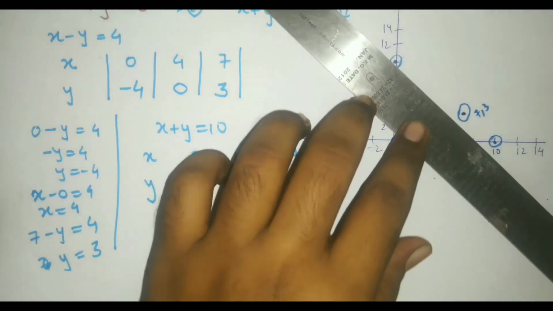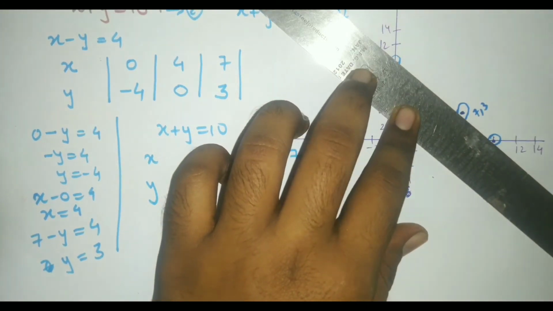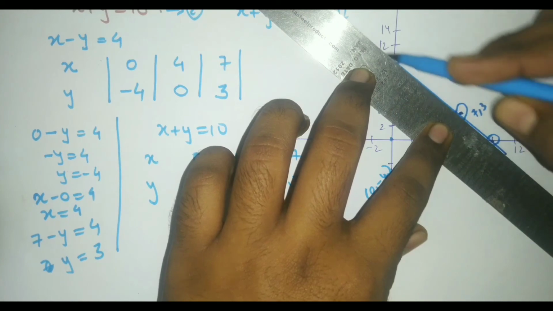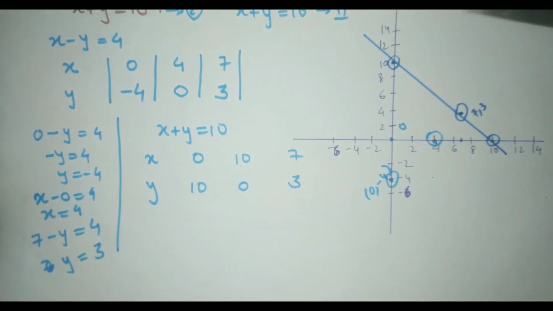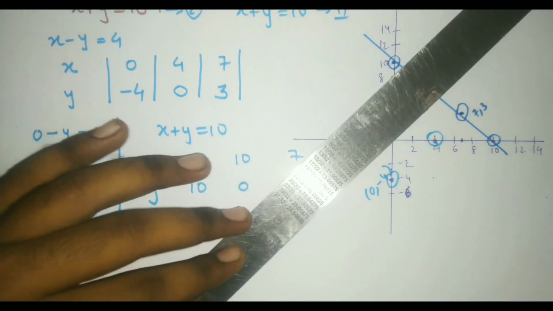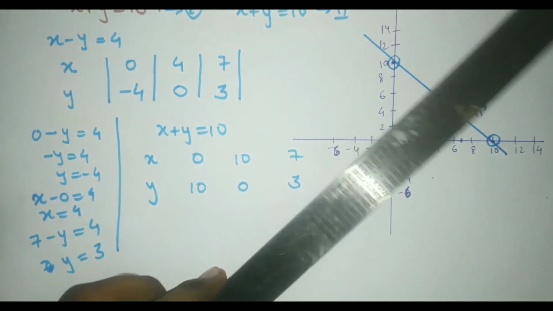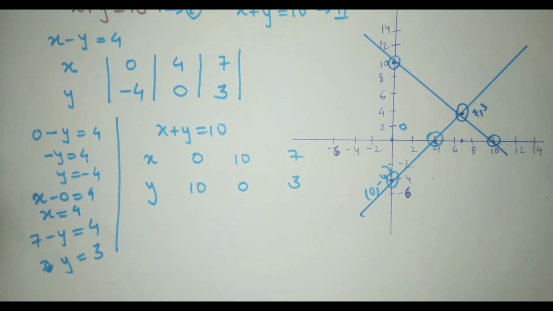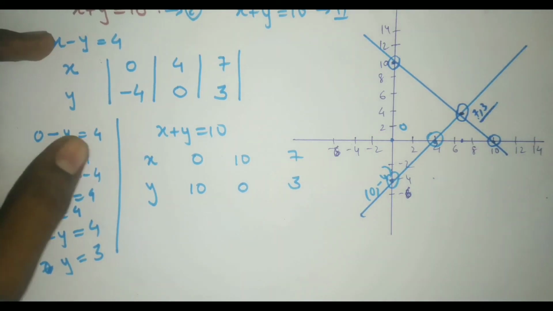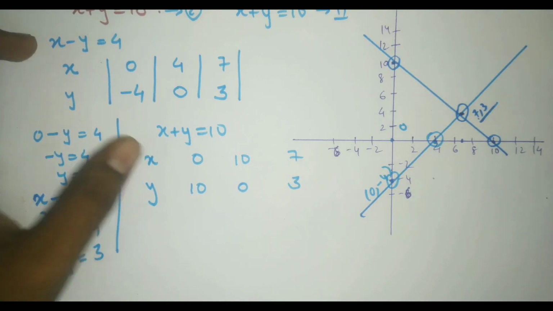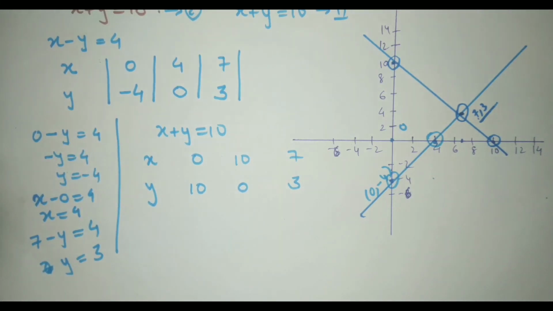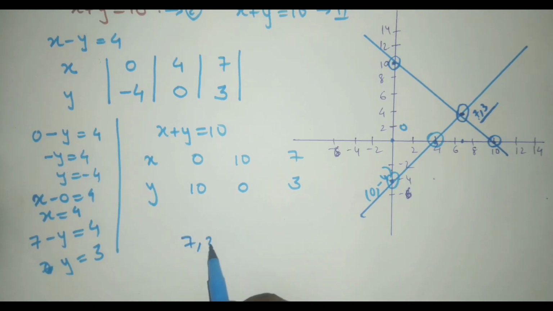So I'll show you. We'll extend this point. When you draw this line, you can see over here these two lines are intersecting at a point. So this point is nothing but the solution. That means this is 7 comma 3. So these two equation lines are intersecting at a point. That point is nothing but the solution. That means you're getting 7 comma 3.